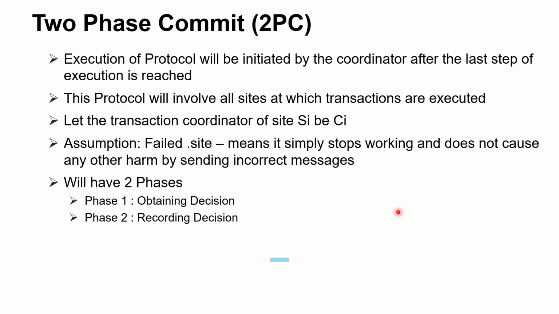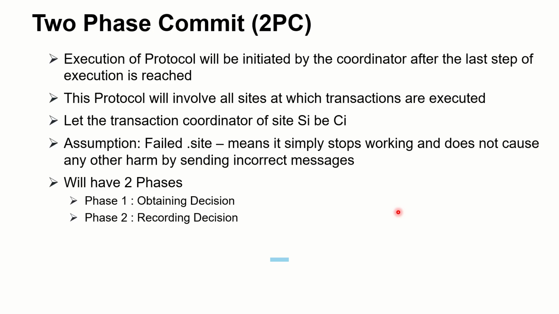So what we are saying is that this protocol will involve all sites to know whether the transaction has been executed or not at all sites. So let's say each site Si. We have n sites, and each site Si has a transaction coordinator Ci.